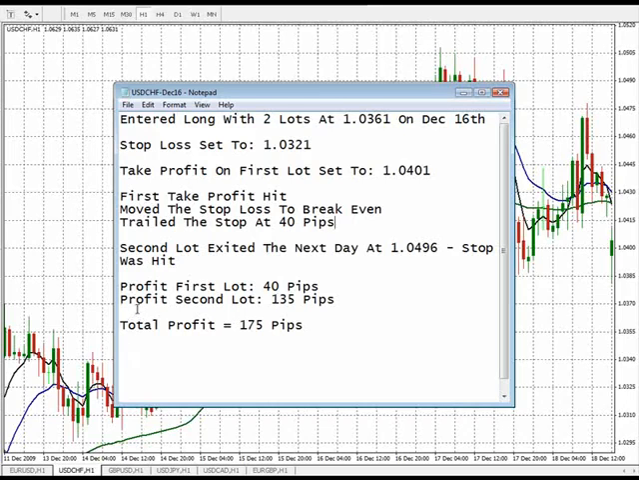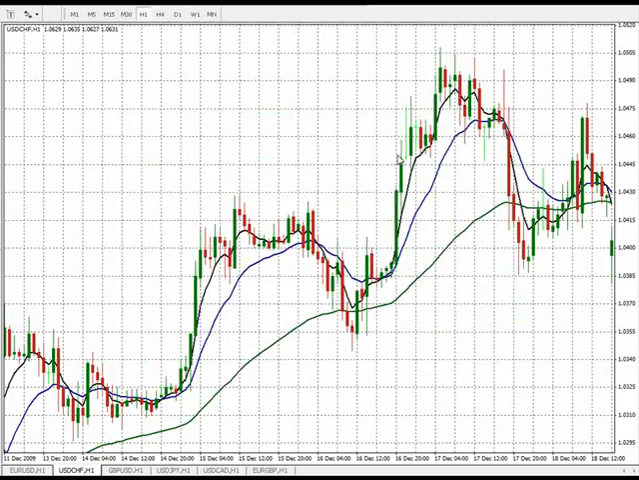So then we have a profit of 40 pips on the first lot, 135 pips on the second lot, for a total profit of 175 pips. So very profitable trade, 175 pips in one day, and a good example of how to use this system for long trades.